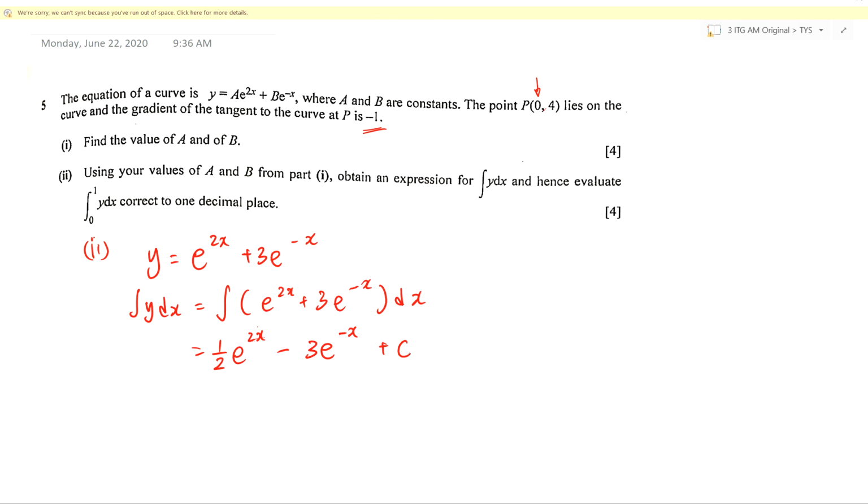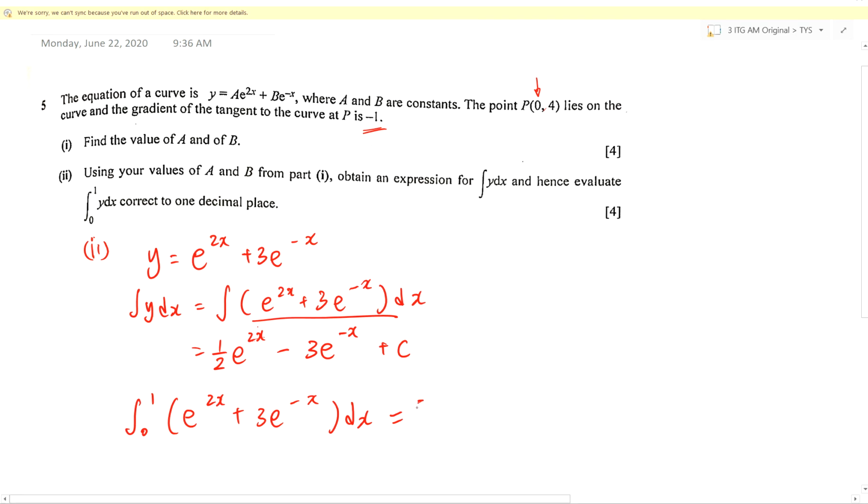Now, they want us to evaluate the integral of y from 0 to 1. So I'm going to copy this down. e^(2x) plus 3e^(-x) dx. So now I'm integrating this with respect to x from 0 to 1.